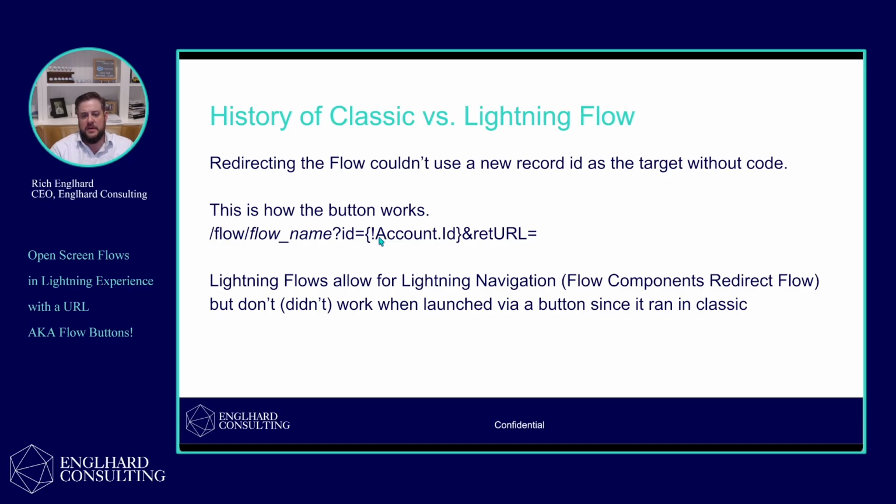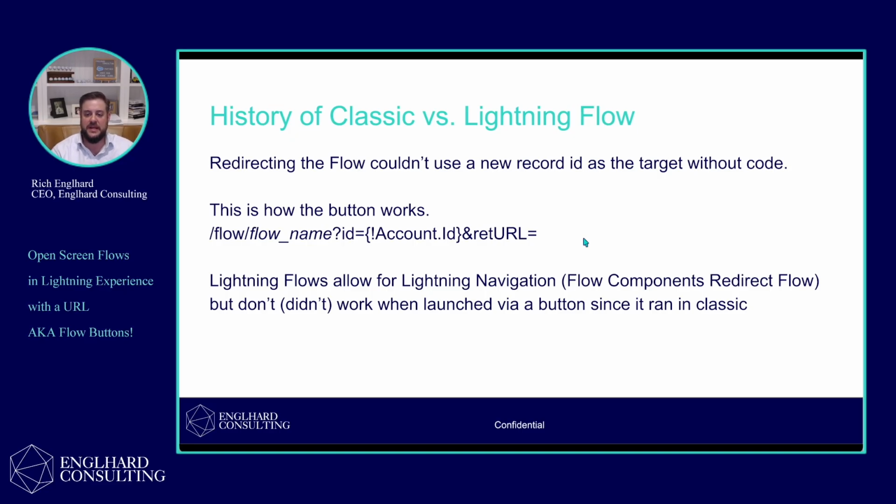And so, from that perspective, though, you couldn't redirect the flow to a newly created record inside that flow without code. So if I created a contact and I wanted to redirect it to a contact, I couldn't just do that with the flow. I had to use what's called a ret URL, a return URL. But that means I had to know the ID of that from the very beginning. So if I'm on my account, I could put in my return URL as my account ID, and that would work, but it returned me to the account, not the contact that I just created.